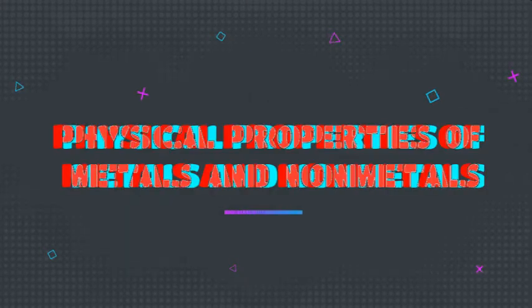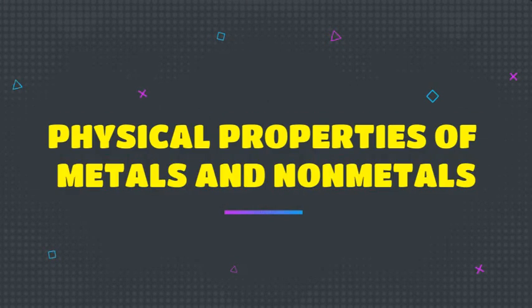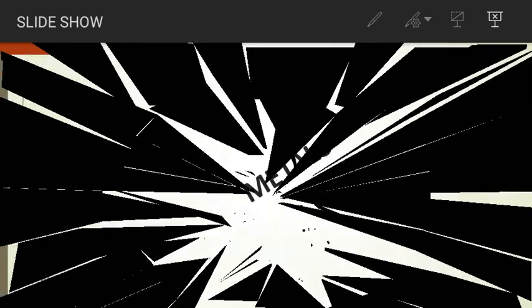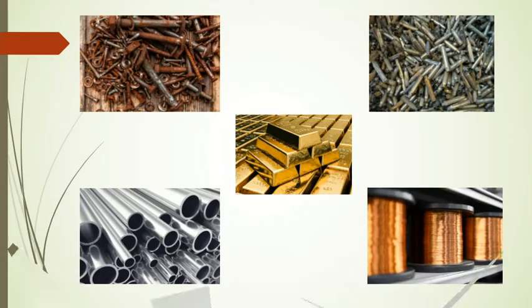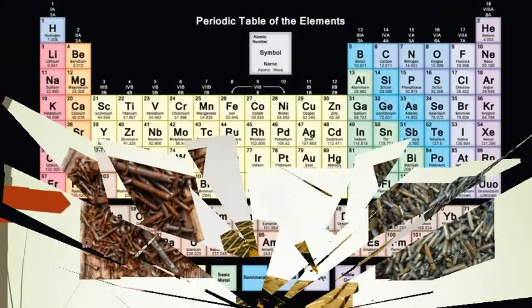Welcome. In this video, we are going to see about physical properties of metals and non-metals. First, we'll see about metals. These are some example pictures of metals which we are using in day-to-day life. Iron rods, iron pipes, copper wires, gold bars. So these are some examples.